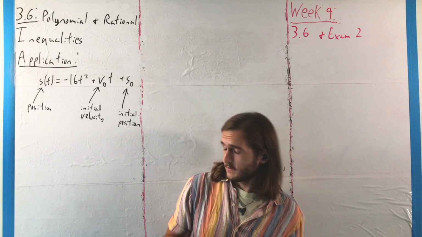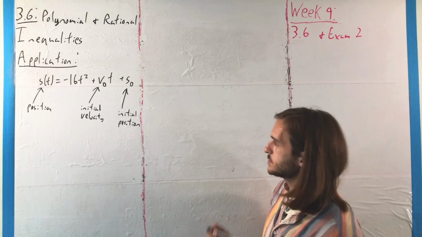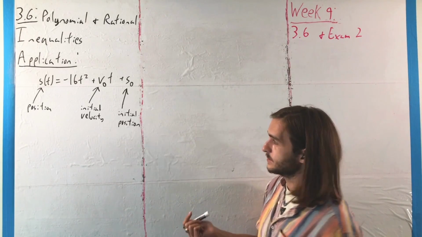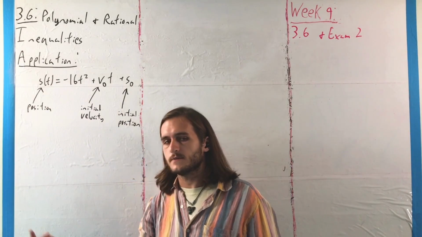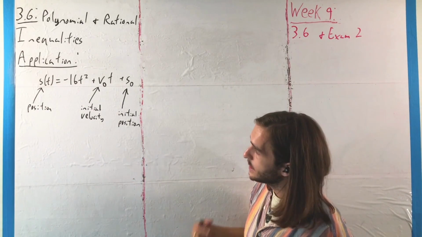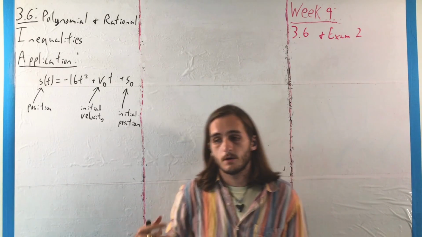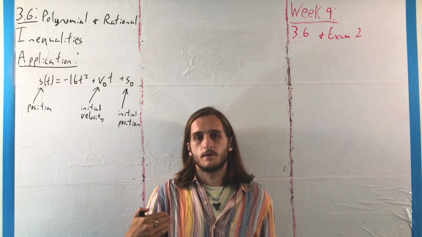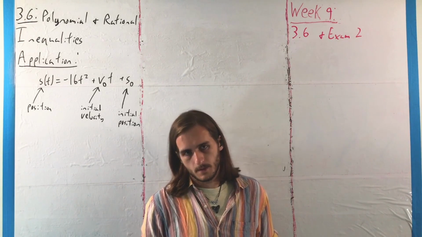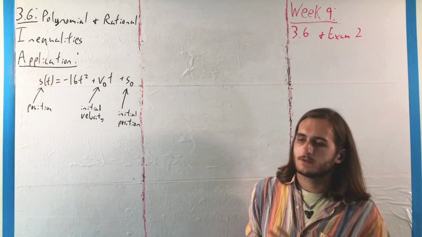I mentioned a few times that one of the contexts in which quadratics are defined is for dealing with the position of an object that is falling under gravity. And we have the general equation here that the position s of t can be described by negative 16t squared plus v0t plus s0 after t seconds, with height in feet.